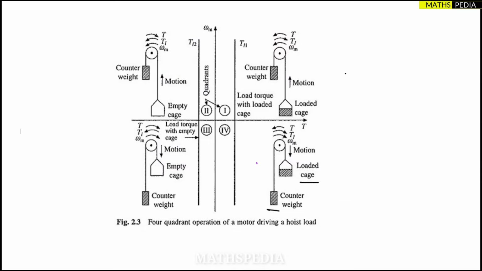So here we have the first quadrant. Let us start with the first quadrant. In this quadrant, what is happening? Motion is upward because it is forward motoring. Forward direction is there. Now if you observe, here we have three signs: omega m, TL and T. T is nothing but the torque, TL is the load torque, and omega m is the speed of the motor. Here remember, we have loaded cage and counterweight.